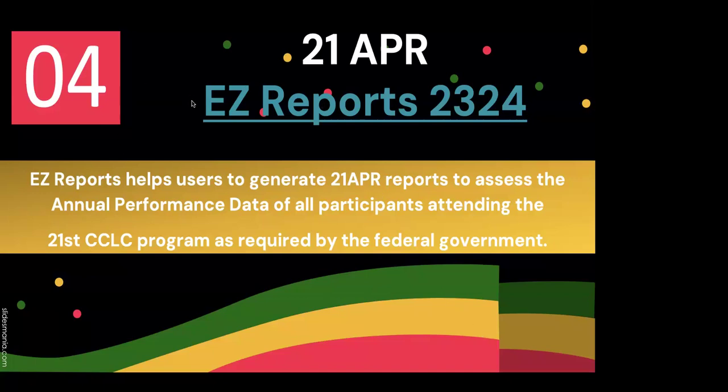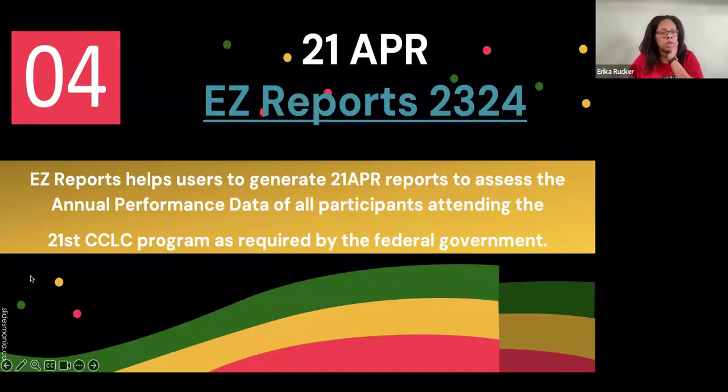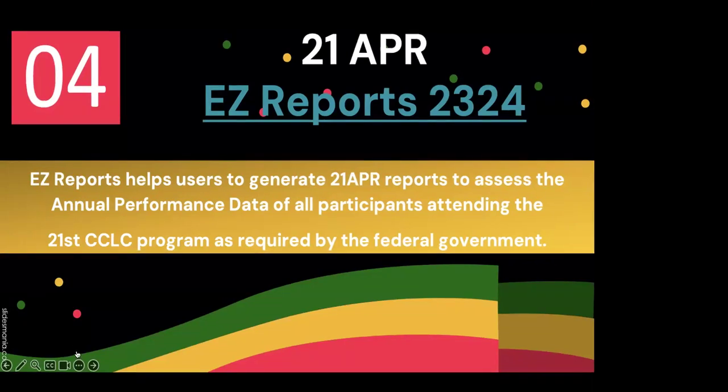That 21 APR report is going to give them a lot of information. Staff, participation, the students, what grade levels they're in. That's one of the main reports that they should pull from Easy Report. It's not going to give you GEPRA information, but it contains a lot of other information that you can glean from the demographics.